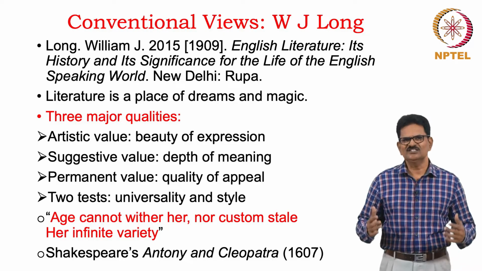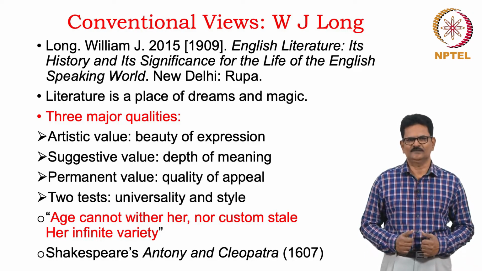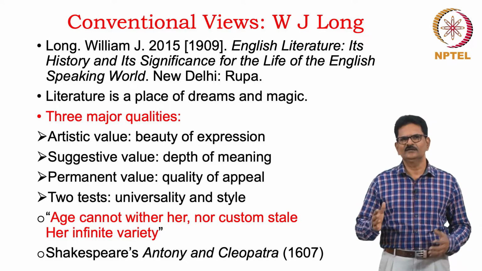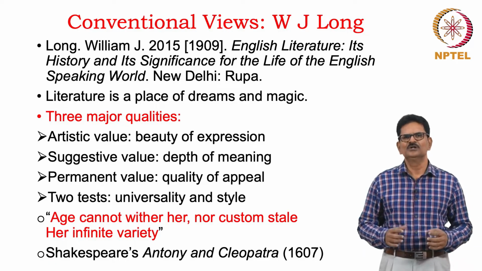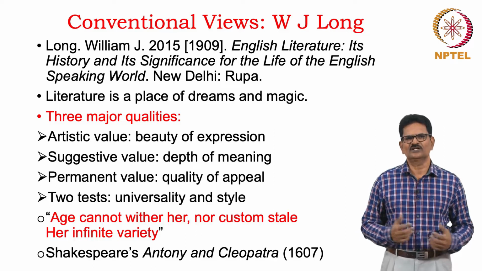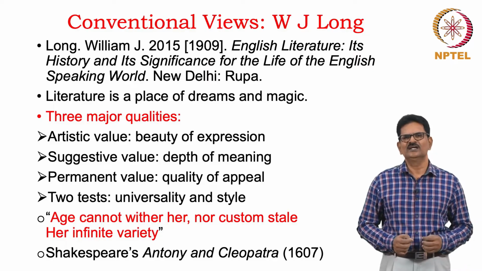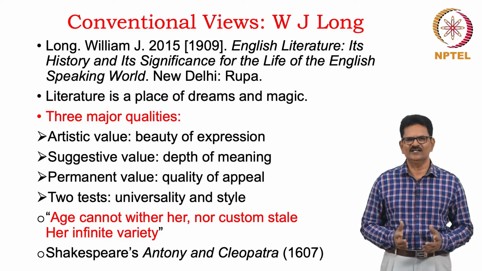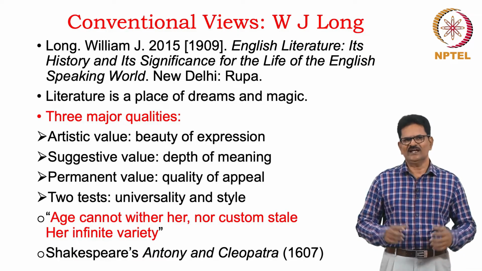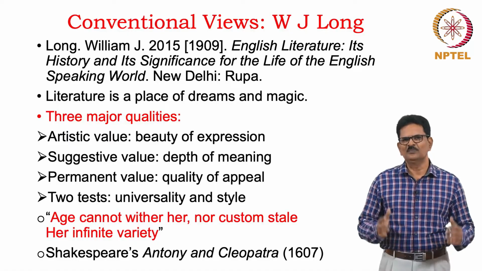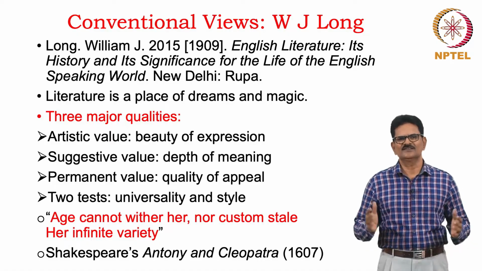Long says literature is a place of dreams and magic, and it has three major qualities like artistic value concerning the beauty of expression, then suggestive value referring to the depth of meaning in a literary work of art, and finally permanent value which refers to the quality of appeal to different kinds of readers in different ages and in different places. There are two tests to identify whether the permanent value is good or not. One is universality and the other is style.